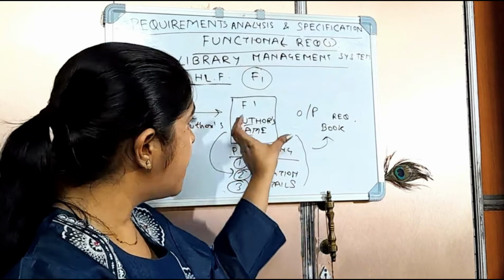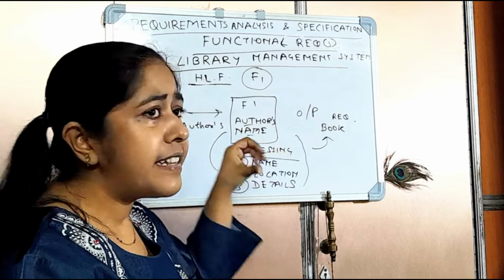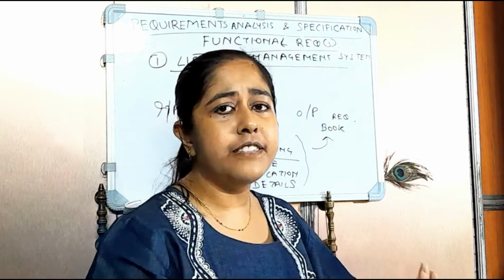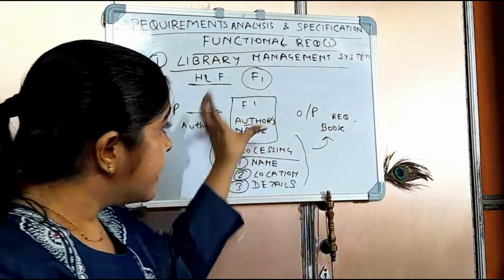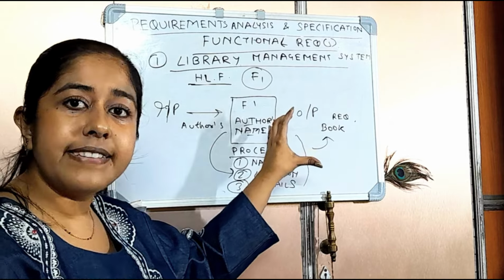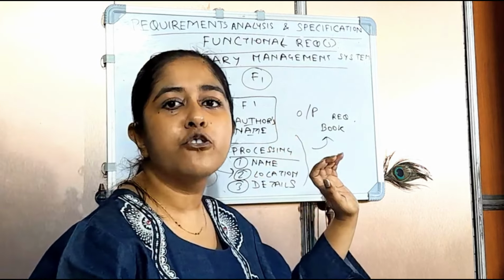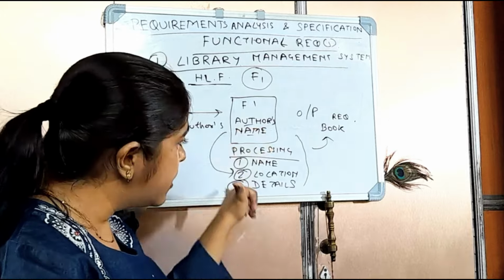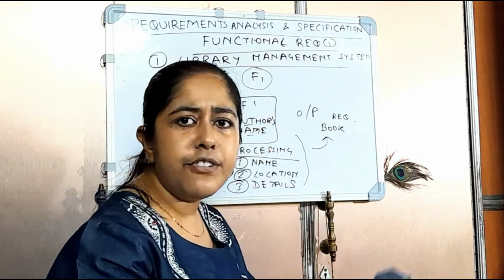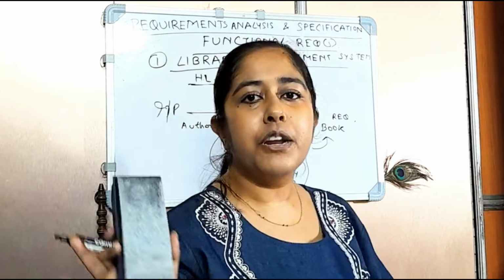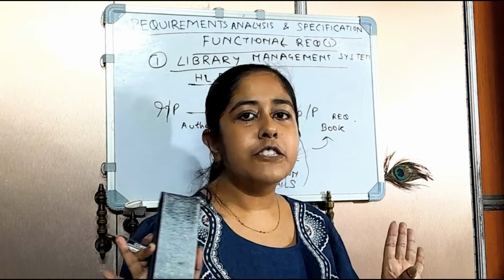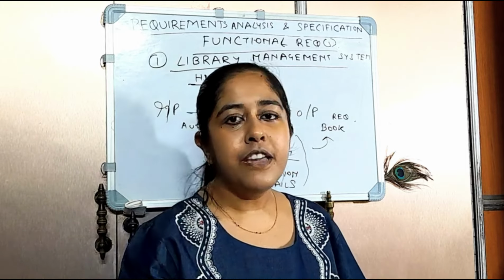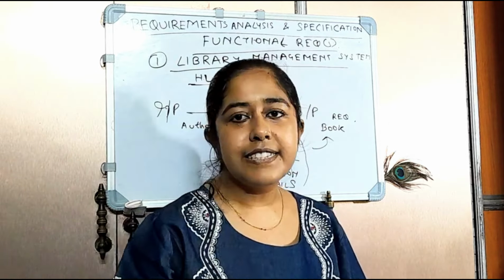What is a functional requirement? You give simply the author's name: I need the book of this author. But this processing is your function of your software. It will process the author's name to different locations, details, everything of the book, and give you the required book. That means my software is okay. It is giving me the required result. So this is the thing.